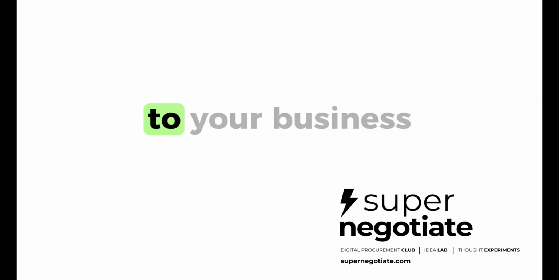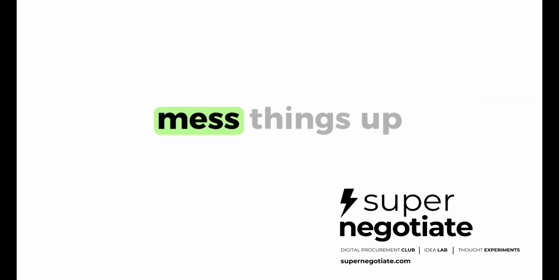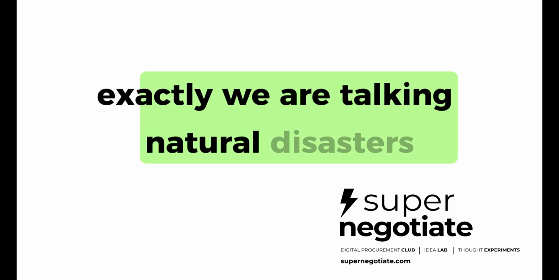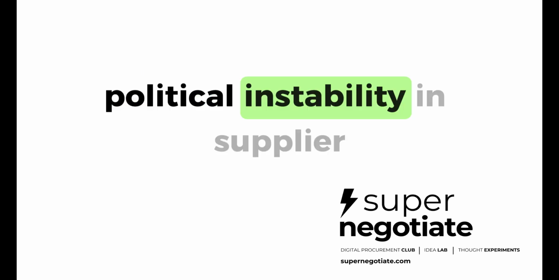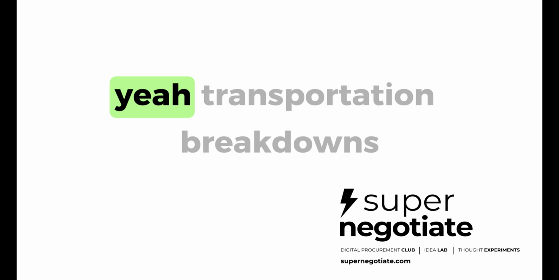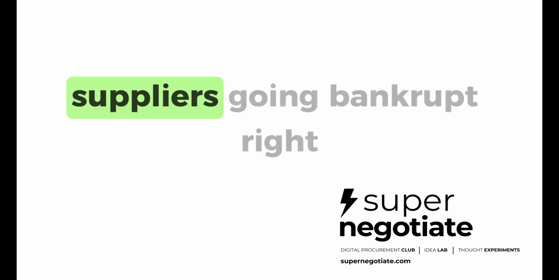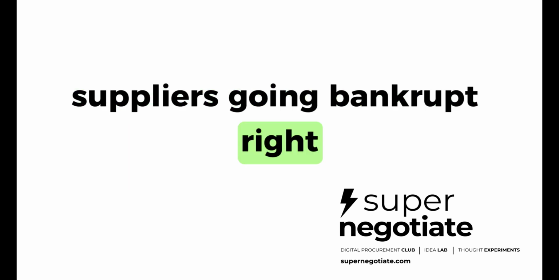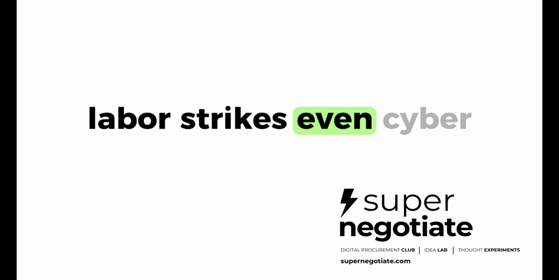from your suppliers to your business. So anything that could mess things up. Exactly. We're talking natural disasters, political instability in supplier countries, transportation breakdowns, suppliers going bankrupt, labor strikes, even cyber attacks.